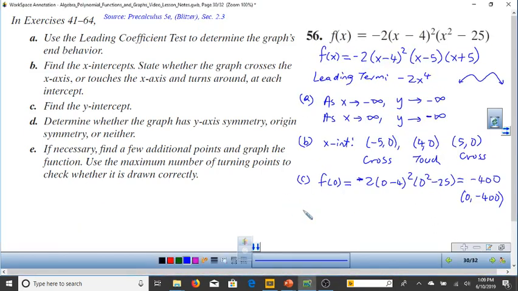Let me just check something quickly back here. So symmetry, let's take a look at symmetry. f of negative x is equal to negative 2 times x plus 4 squared, because when you have negative x minus 4 squared, it's the same as the square of the negative of x plus 4. So that's that. And then negative x squared is just x squared minus 25. This is neither the original function nor is it the negative of the original function. So it's neither odd nor even again.